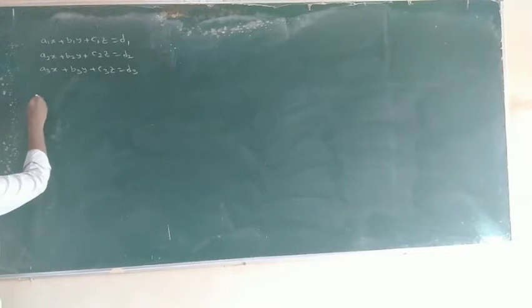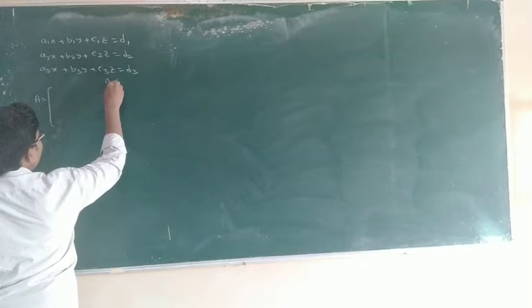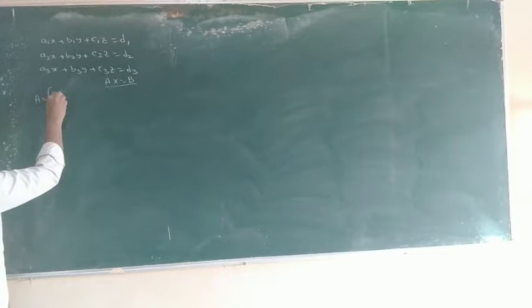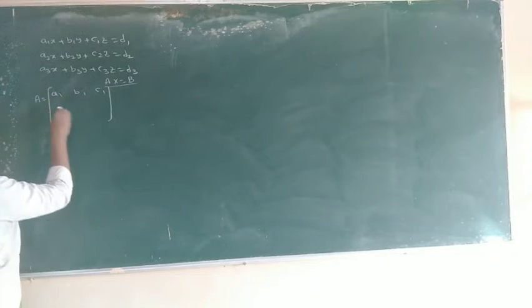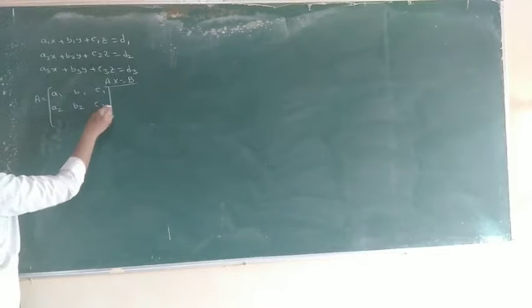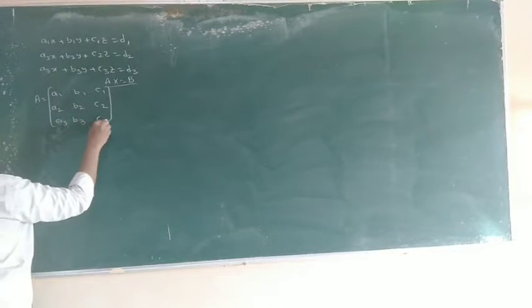This converts into, first of all, A is equal to the coefficient matrix. The system of equations can be written as AX is equal to B. What is A? A is the coefficient matrix. First equation is the first row in the matrix, second equation the second row, third equation the third row. So a1, b1, c1, a2, b2, c2, a3, b3, c3.